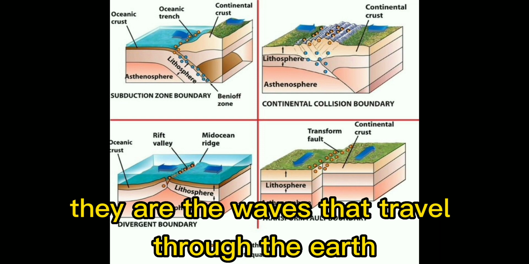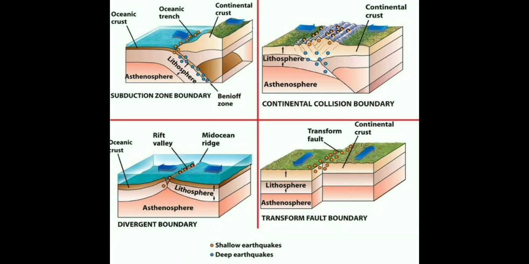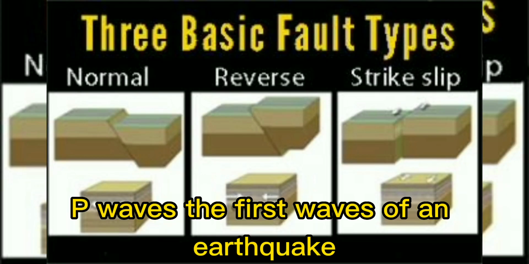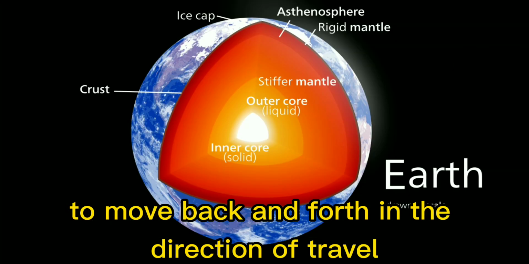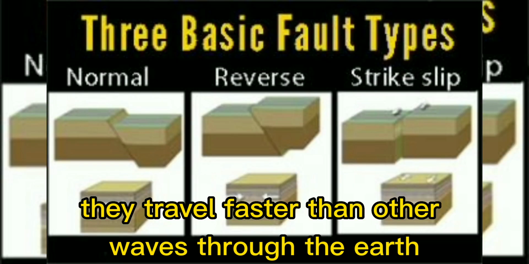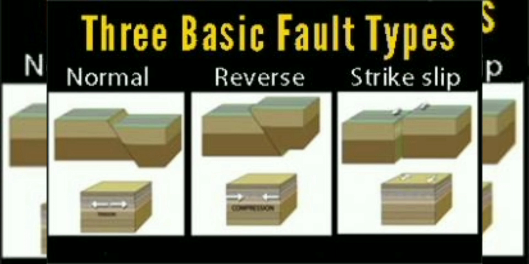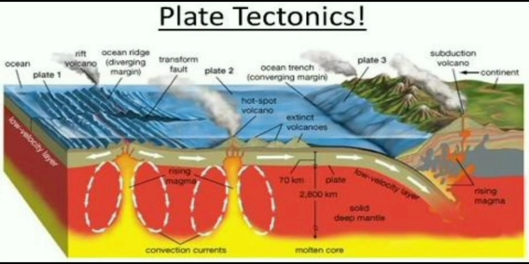Seismic waves are the waves that travel through the Earth. They are classified into 2 types. A. Primary waves, P waves, the first waves of an earthquake. They cause the ground to move back and forth in the direction of travel. They travel faster than other waves through the Earth, and they are the first waves to arrive at seismic recording stations. These waves can travel through solids, liquids, and even gases.